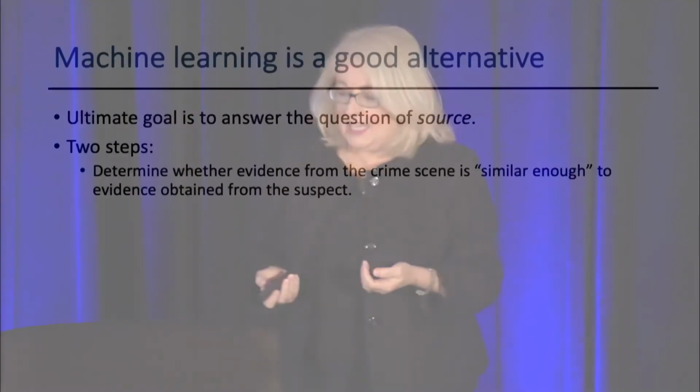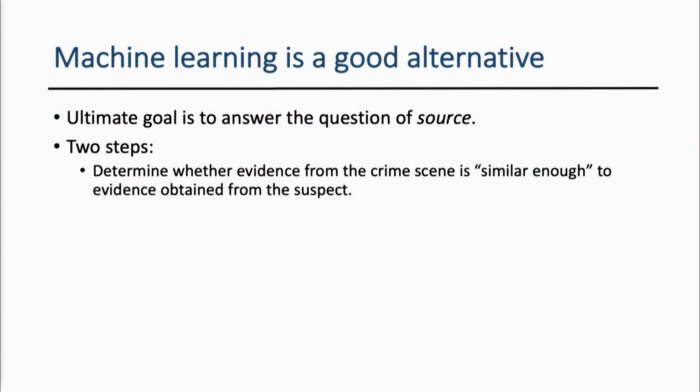This is one area. I'm not going to talk about that. For me, my subjects are evidence. So it's not human subjects, it's evidence. But of course, the evidence links you to human subjects. So the ultimate goal here is to answer the question of source. And you can think about this in two steps. The first thing you might want to do is say, all right, I have these two samples, one from the crime scene, one from the suspect. Let me see how similar these two things are.